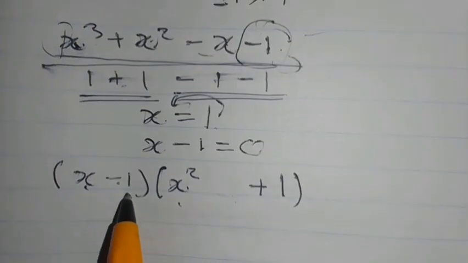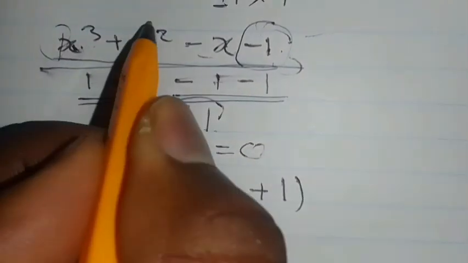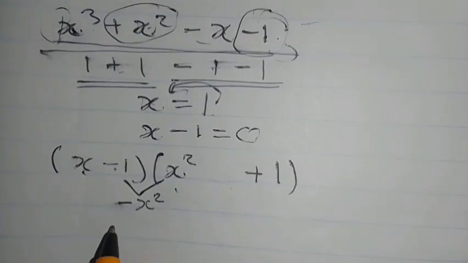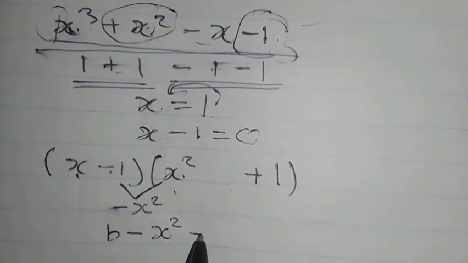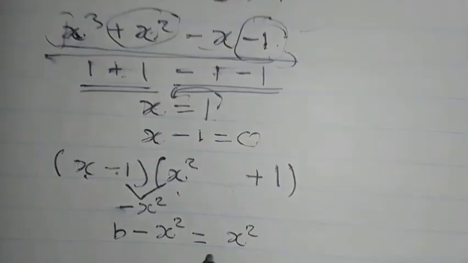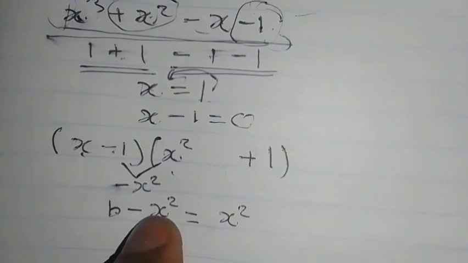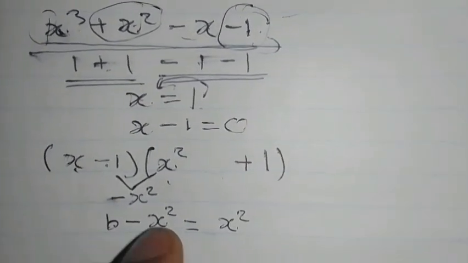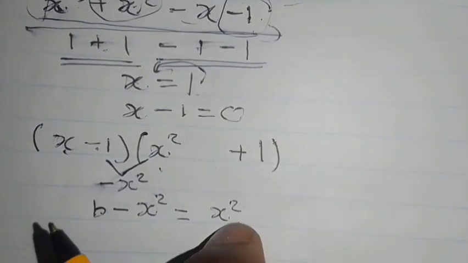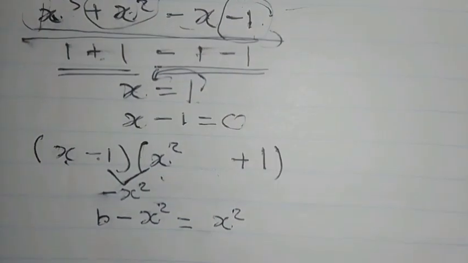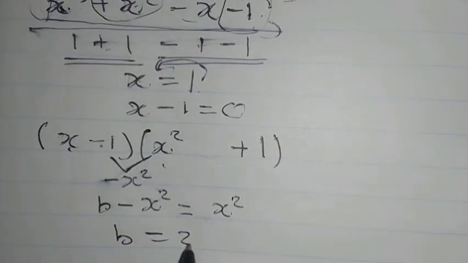So now notice that here if you multiply the 2, you'll have minus x squared. But notice that here we don't have minus x squared, we have x squared. So you'll say b minus x squared will be equal to x squared. You just say b is what you want. So then you'll say b plus this term, plus minus x squared, will be this term that's here, which is just x squared. So that means that we'll have b equals 2x squared.